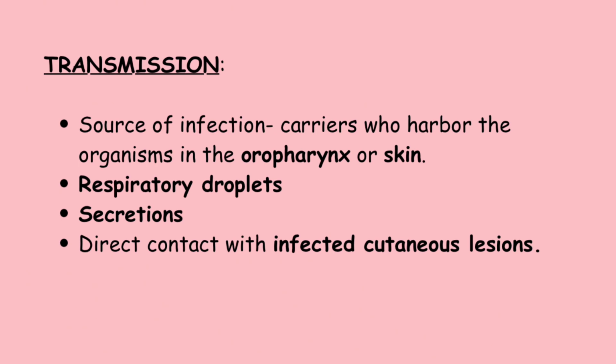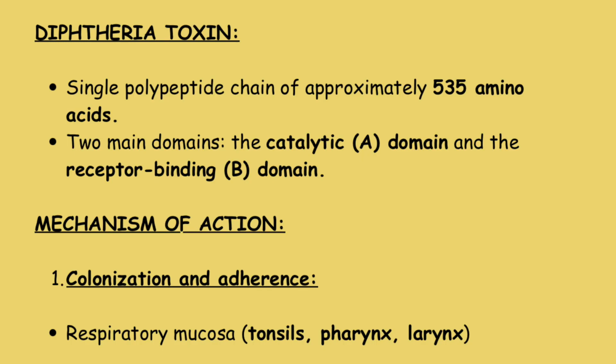Transmission. The source of infection is carriers who harbor the organisms in the oropharynx or skin. Human-to-human transmission is through respiratory droplets, secretions, or direct contact with infected cutaneous lesions. Diphtheria toxin. The pathogenesis of Corynebacterium diphtheriae is attributed to the production of diphtheria toxin. Diphtheria toxin is a single polypeptide chain of approximately 535 amino acids. It consists of two main domains, the catalytic A domain and the receptor binding B domain.